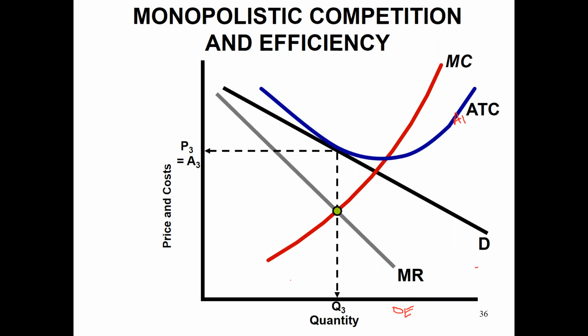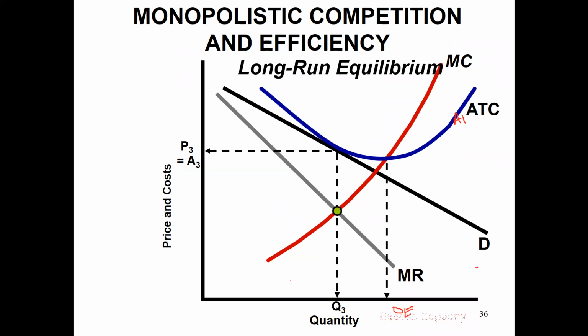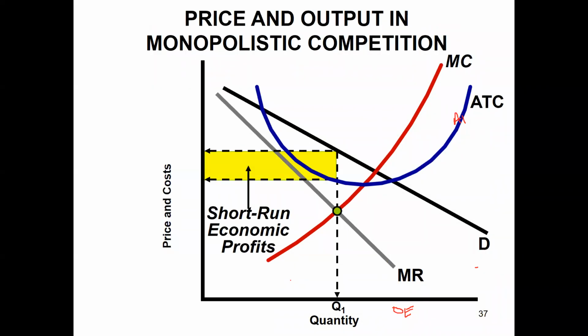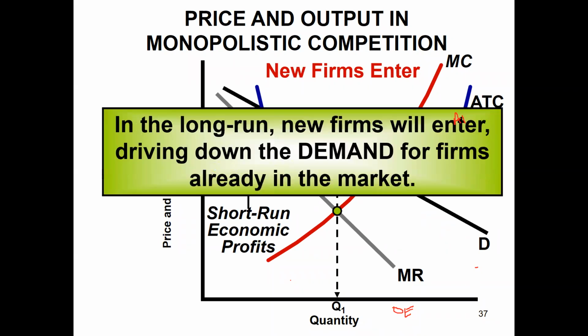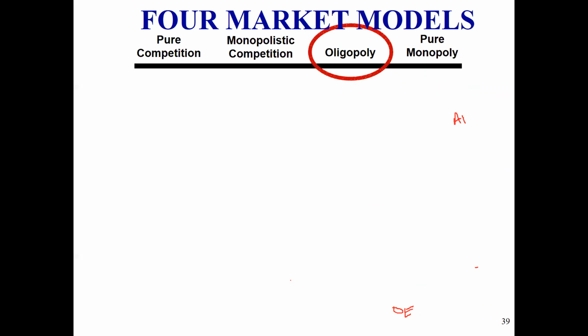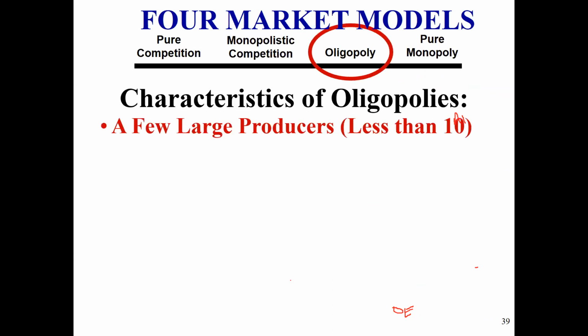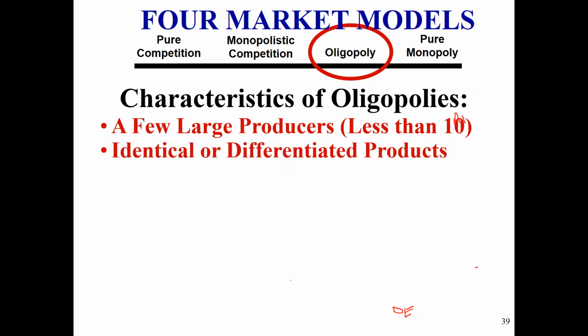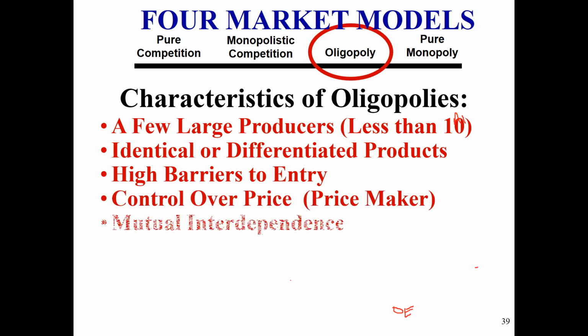I would also just know the characteristics because it seems, again, like they're asking a lot about characteristics. New firms enter. We did this, right? Oligopolies, characteristics: less than 10 firms, identical or differentiated products, high barriers to entry. That means you can make economic profit in the long run. Price makers, mutual interdependence. They love this because that's why you do game theory.